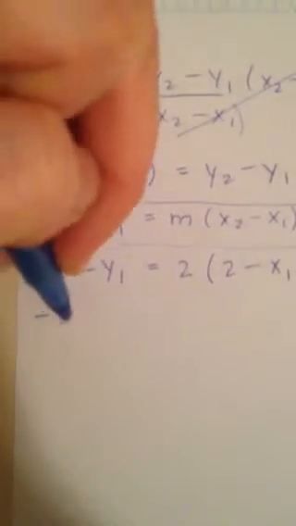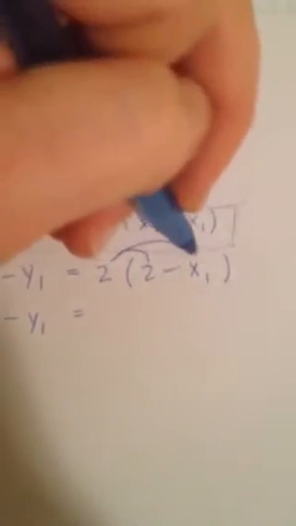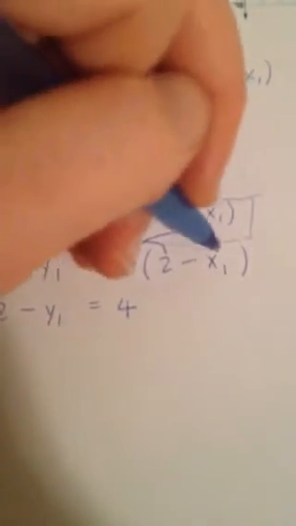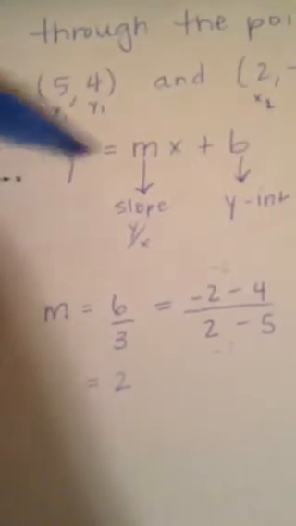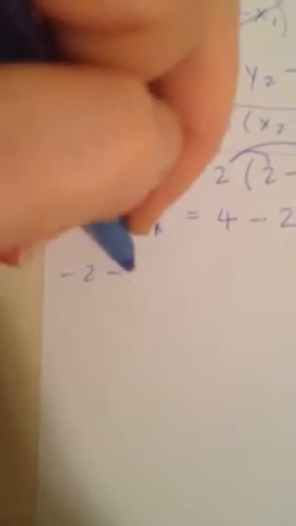So here we go. -2 minus y1 equals, now we're going to use the distributive property. We're going to times through, so 2 times 2 is 4, and 2 times -x1 is -2x1. Now, you really don't need the ones there, because if you look at this equation, it just has a y and an x. So if you want to, you don't have to write those little ones. I'm going to get rid of them, so I'm going to rewrite this now. -2 minus y equals 4 minus 2x.